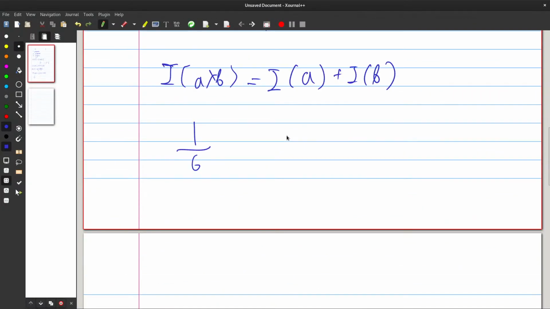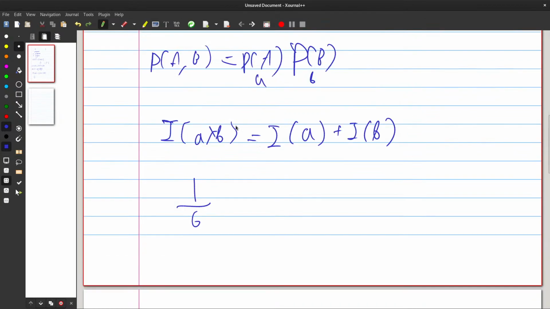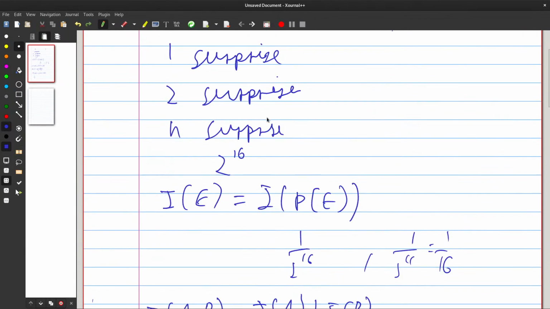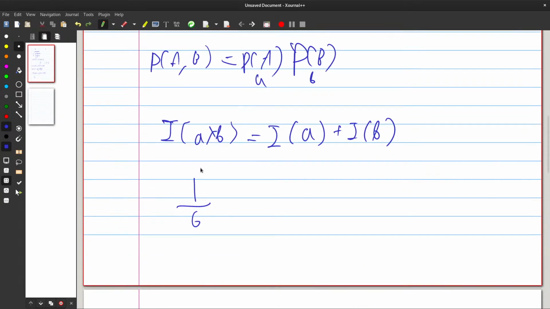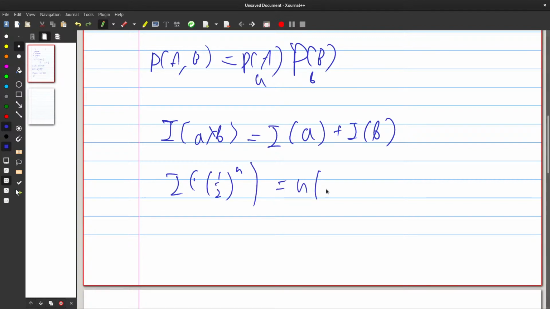Brilliant. Okay. So, because we've been looking at the information here as a number of coin tosses, the information content of the coin toss with the probability of a half to the n is equal to n times the information of 1/2. Or since we've decided the information content of a coin toss is 1, that's just n.